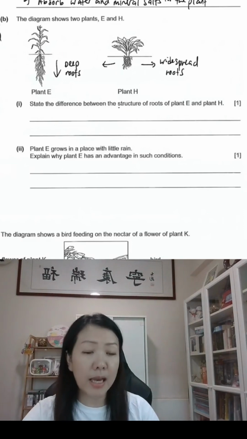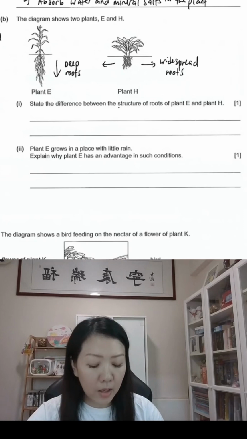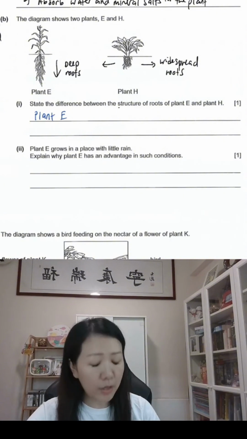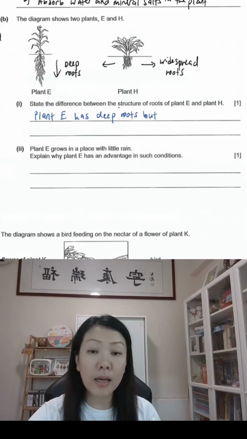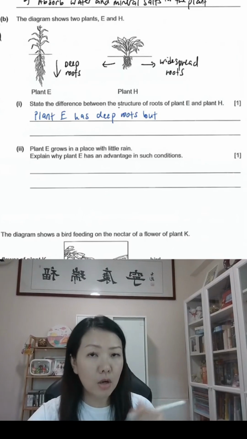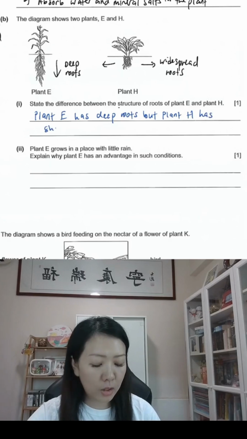Now in PSLE, as some of you have already said, you must be very, very specific. So it's best to write plant E. Your word plant is actually missing, so you have to write the word plant. You can say plant E has deep roots. And I love to use the word but, which is used to describe the difference. But plant H has shallow roots.